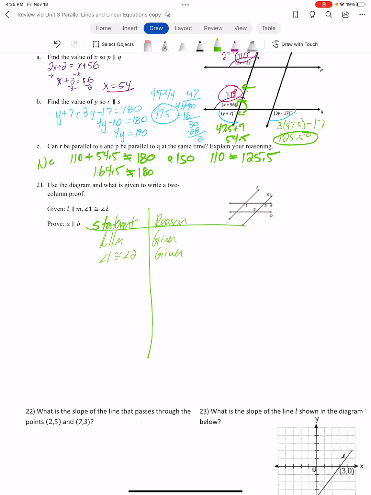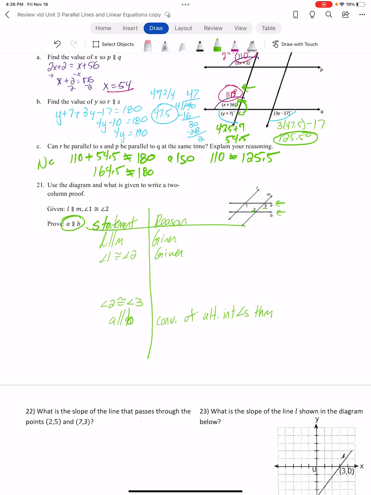Now I'm trying to prove that A is parallel to B. If I look at A and B, there are only two angles on A and B. We have my angle 2 and an angle 3. Those are alternate interior. So my goal is to prove that angle 2 is congruent to angle 3. If I can prove that, then I can say A is parallel to B because of the converse of the alternate interior angles theorem.